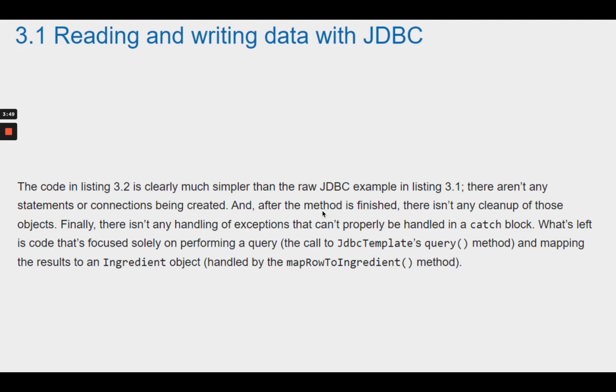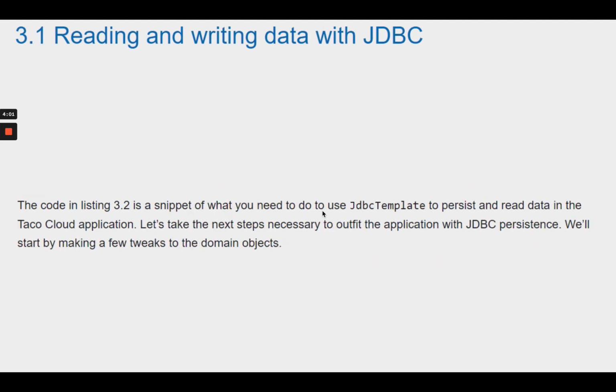What's left is code that's focused solely on performing a query, the call to JdbcTemplate's query method, and mapping the results to an Ingredient object, handled by the mapRowToIngredient method. The code in Listing 3.2 is a snippet of what you need to do to use JdbcTemplate to persist and read data in the Taco Cloud application. Let's take the next steps necessary to outfit the application with JDBC persistence. We'll start by making a few tweaks to the domain objects.